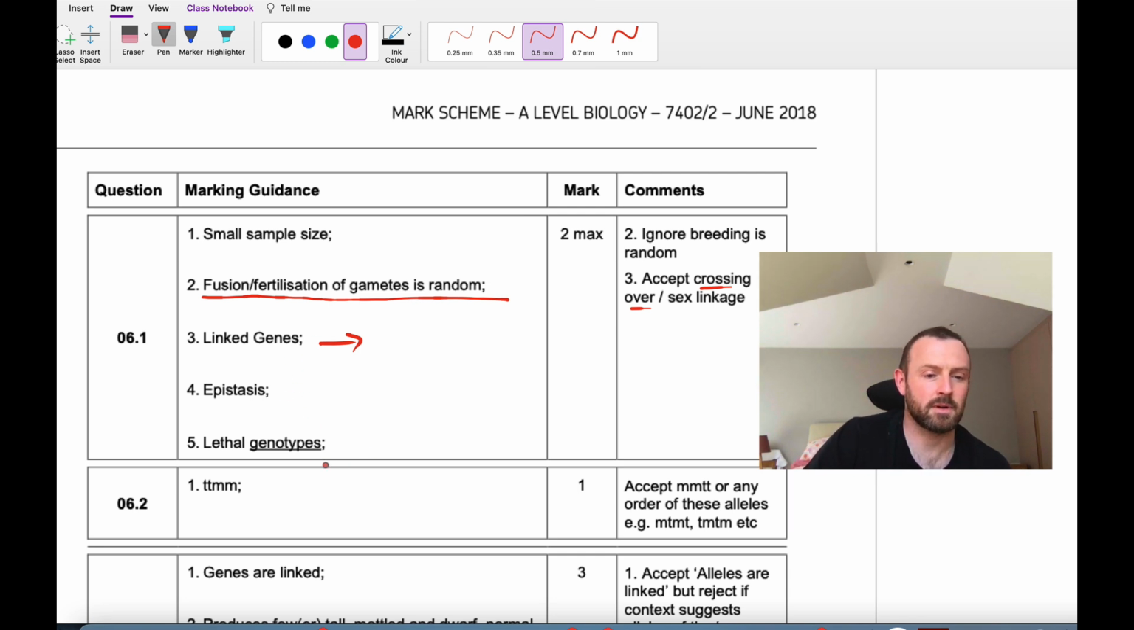Epistasis, lethal genotypes. So if a genotype is lethal, like if a double recessive is lethal, then you do your cross, you're not going to have any double recessives. Like, where are those 1/4 double recessives? Well, they all died before they were born. So that could be the case. All right. Possibly worth memorizing those different answers you could have given.